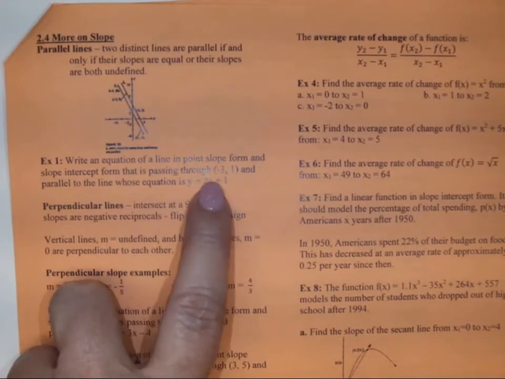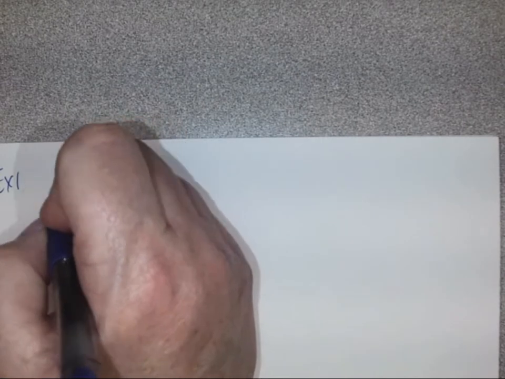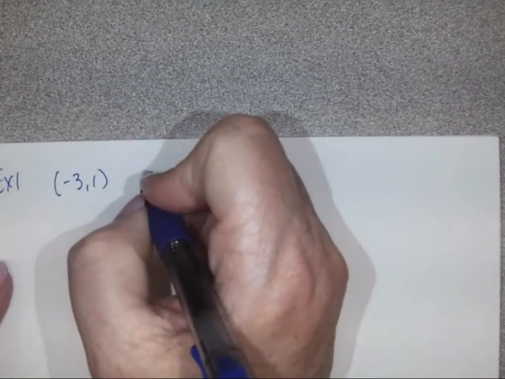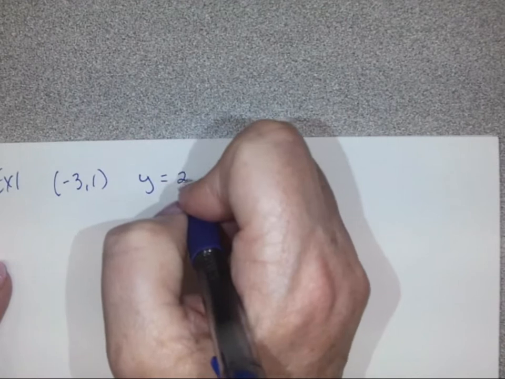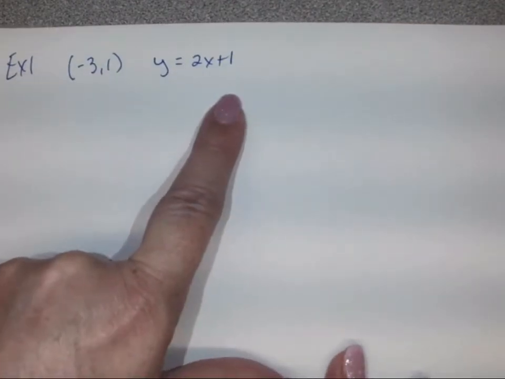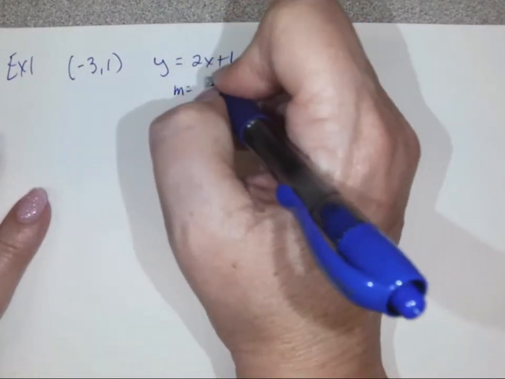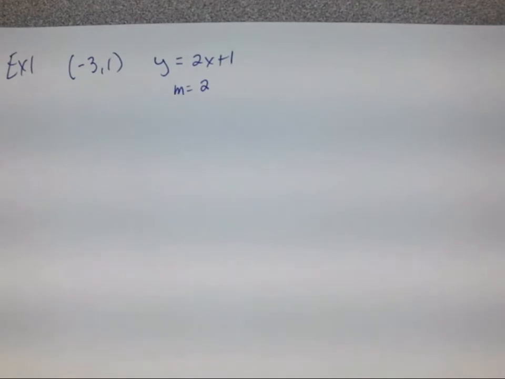form that is passing through this point and parallel to the line whose equation is y equal to 2x plus 1. So this will be example 1. So we're given that the point is -3, 1, and the equation is y is equal to 2x plus 1. So what we need this for is, we're told that it's parallel to that, which means it has the exact same slope. So our m would be equal to 2. Remember, it's just the number, not the number and x, just the number.